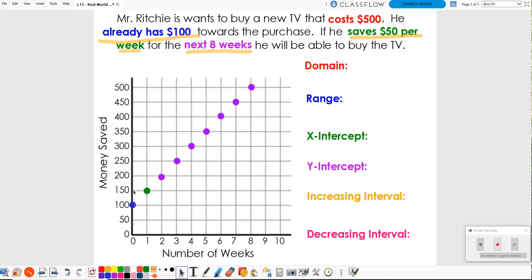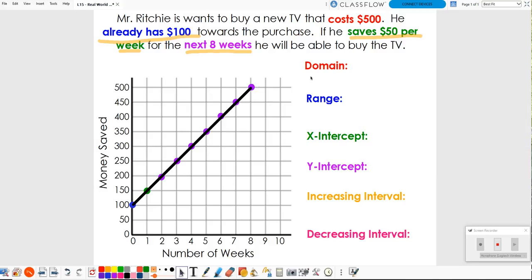So if we think about this, this is 1 week, 2 weeks, 3, 4, 5, 6, 7, 8. So for the next 8 weeks, he saves $50. And by the end of that 8 weeks, he has his $500 to buy his TV.